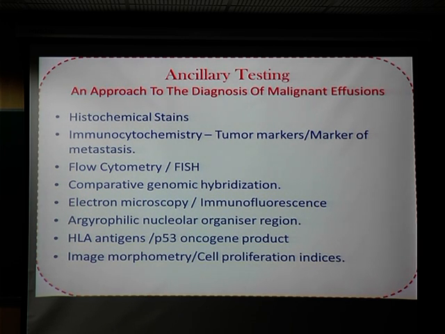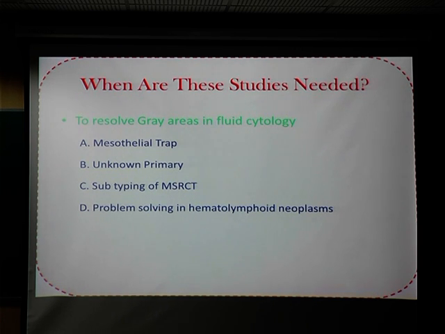Now coming to ancillary testing, we have a host of tests which I have enlisted over here, and we can use all these special techniques for two basic clinical scenarios: where you want to first identify the malignant cells in an effusion and further qualify them, and second, when you want to differentiate a mesothelioma from a metastatic adenocarcinoma. These are the basic two clinical scenarios where you require so many techniques.